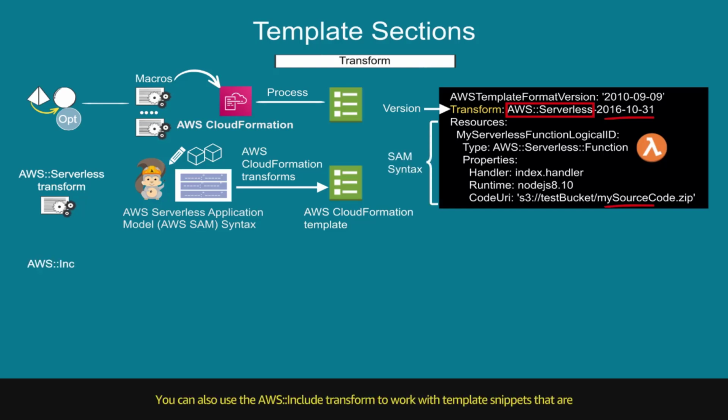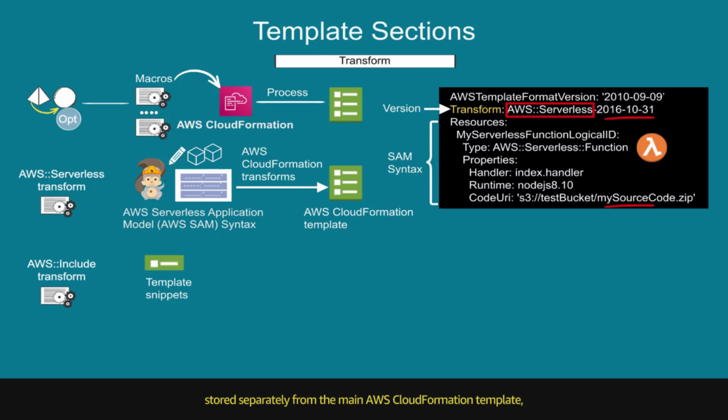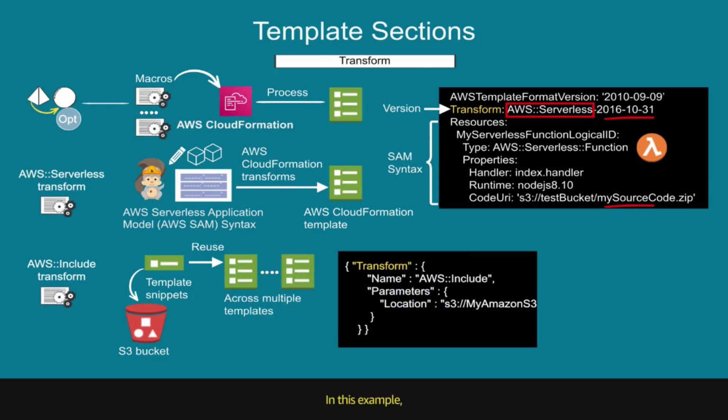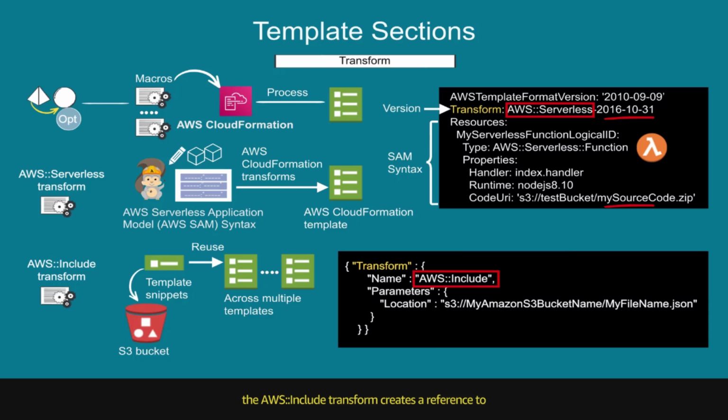You can also use the AWS include transform to work with template snippets that are stored separately from the main AWS CloudFormation template, such as in an Amazon S3 bucket. You can then reuse the template snippets across multiple templates. In this example, the AWS include transform creates a reference to a template snippet in an Amazon S3 bucket.